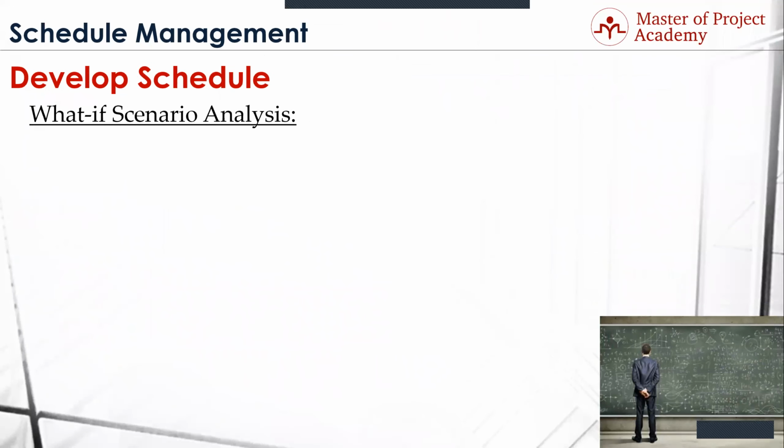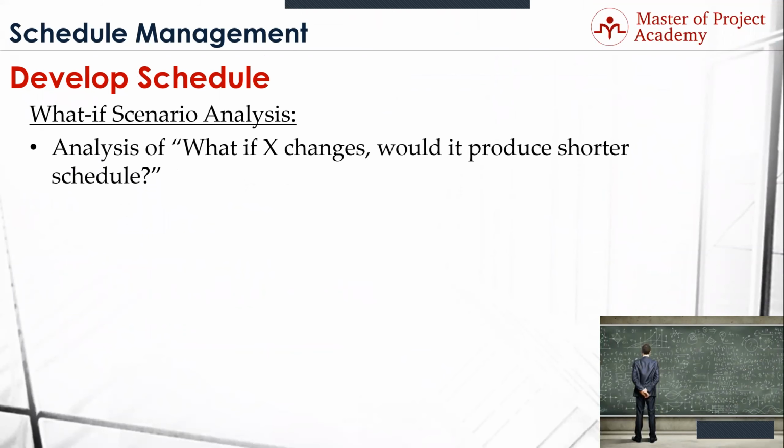So one other tool you can consider, actually there's a couple more, is called a what-if scenario analysis. And basically it's pretty simple. It's, what if X changes, would it produce a shorter schedule? What if we got 3 resources and could do this in 2 days rather than 5 days?